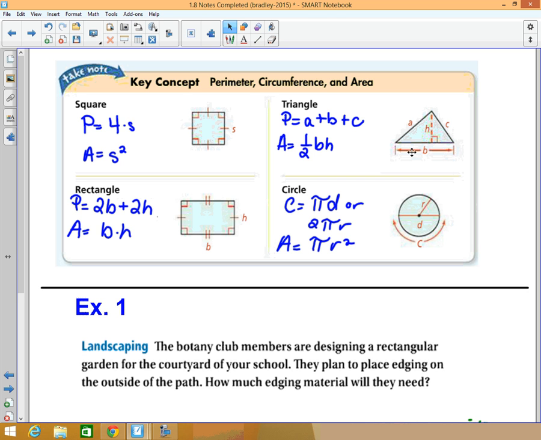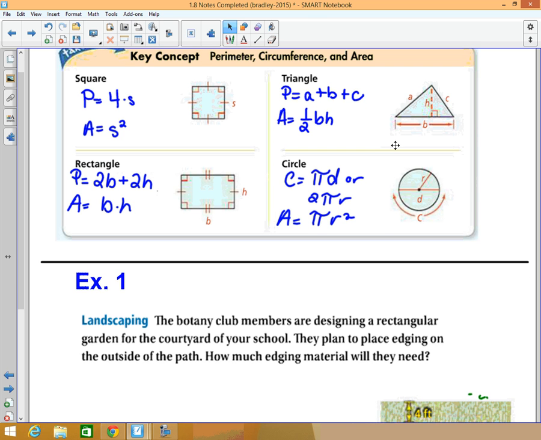For the triangle, we would add up side A plus side B plus side C. And for the area, we would do 1/2 base times height. And remember, height is the altitude. It goes from one vertex to the opposite side, forming a right angle. So notice that sometimes with triangles, the altitude is actually outside of the triangle, depending on how it's drawn. So we just have to pay attention to that. And I know you've seen those before.